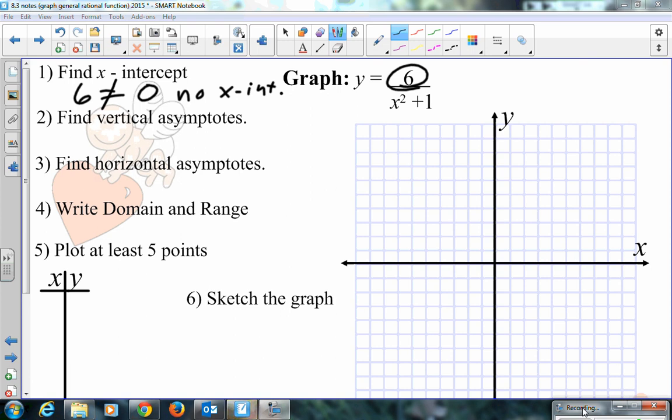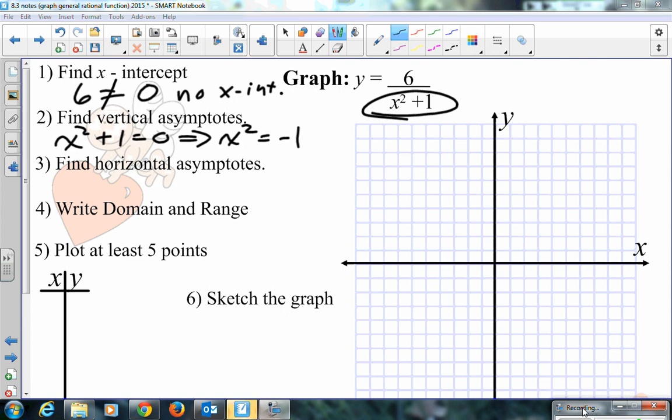Okay, second, I'm going to look at my vertical asymptotes, see if there's any of those. So I take my denominator down here, and I say x squared plus 1 equals 0. Well, let's see. I get x squared equals negative 1, and that can't happen. So, since that can't happen, then I say there is no vertical asymptote.